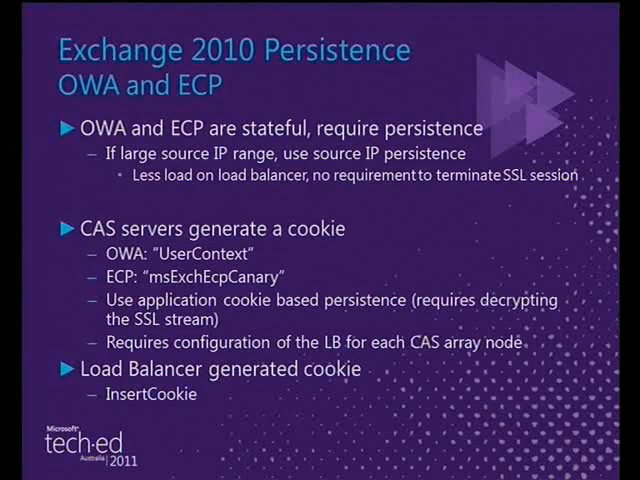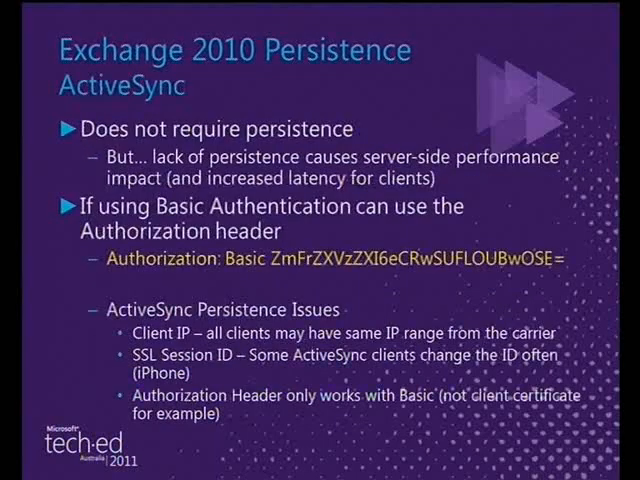OWA and ECP, as we said, are stateful protocols. Therefore, we require persistence. The CAS server generates a cookie, so we have the option of using cookie-based persistence here with an application-generated cookie, or we could use a load balancer or hybrid-generated cookie for the OWA and ECP protocols. OWA uses one called User Context. ECP uses MSEXCH ECP Canary. That will show us our cookie type inside. With a load balancer cookie, we just use the insert cookie option. The load balancer will add the cookie for us. As we state though, whenever we're doing cookie-based load balancing, we need to do SSL termination on the load balancer itself to provide that option.